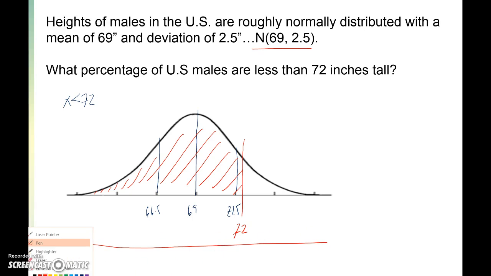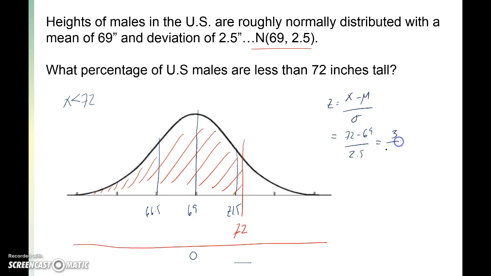So what I want to do, I know at the center I'm at 0. I've got to figure out how many standard deviations above that. And that's my z-score. How far away am I from the mean in terms of standard deviations? For this particular problem, I'm going to be 72 minus 69 divided by 2.5. That's going to give me 3 divided by 2.5, which gives me 1.2. I'm 1.2 standard deviations above.